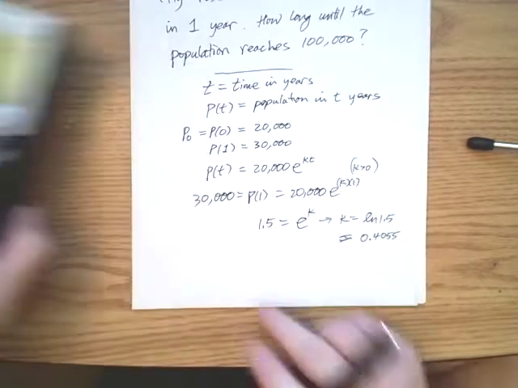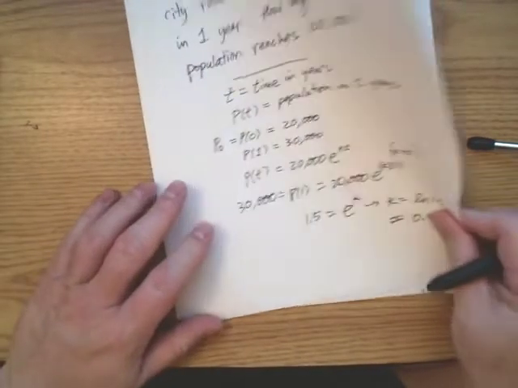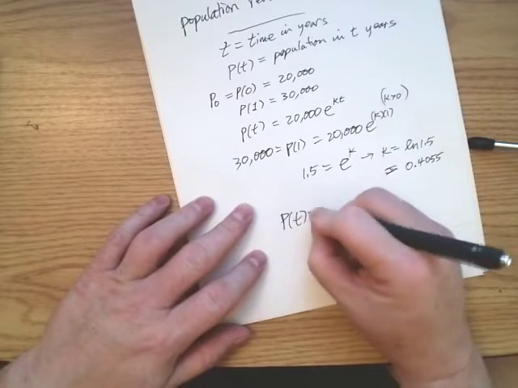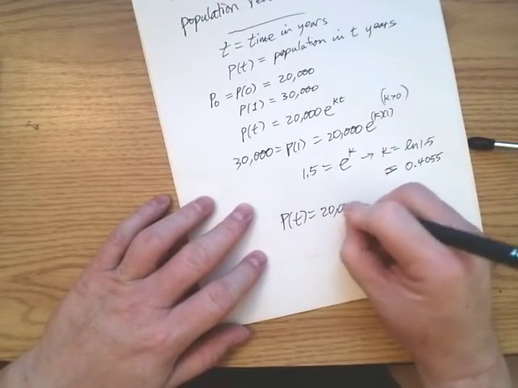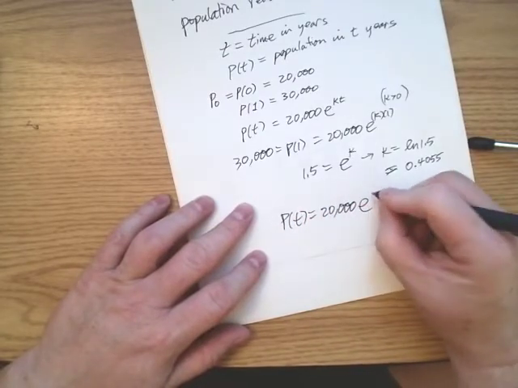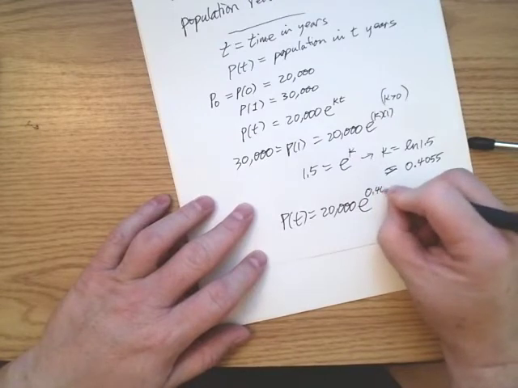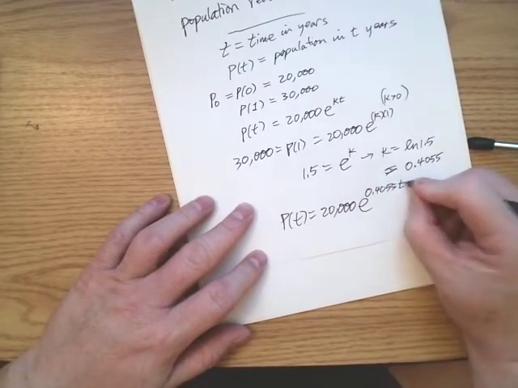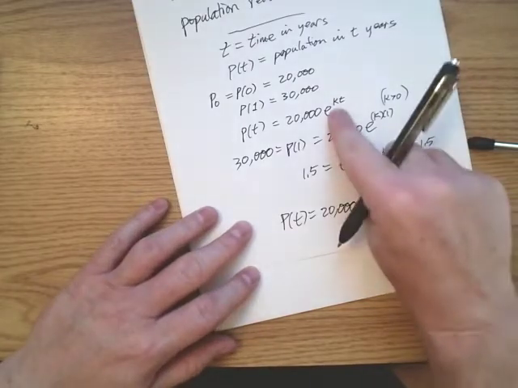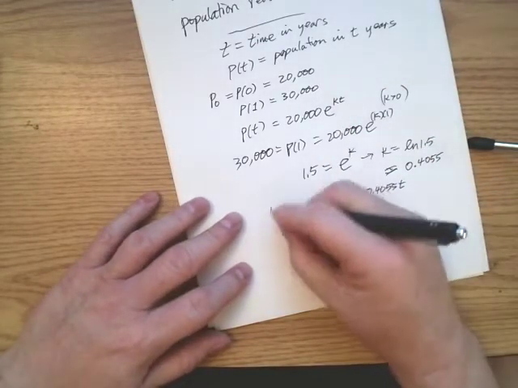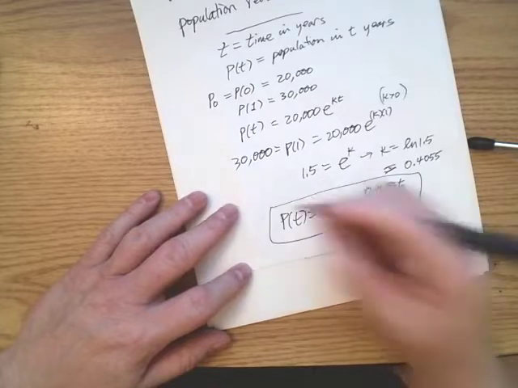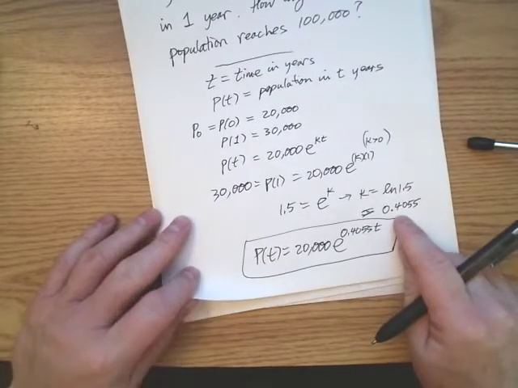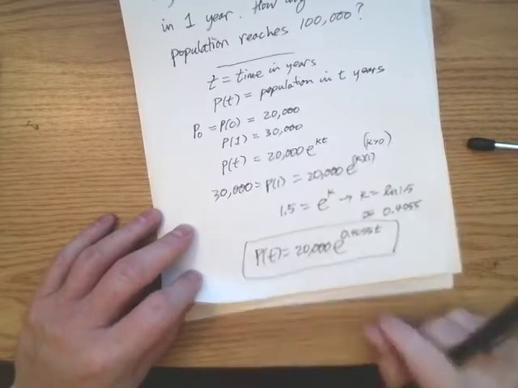Alrighty. So what is the law of growth for the rat population? P of t is 20,000 times e to the 0.4055t. I just took that k and stuck it in the formula there. I'll box that in as a major result here. That's about 40% growth in 1 year, essentially compounded.